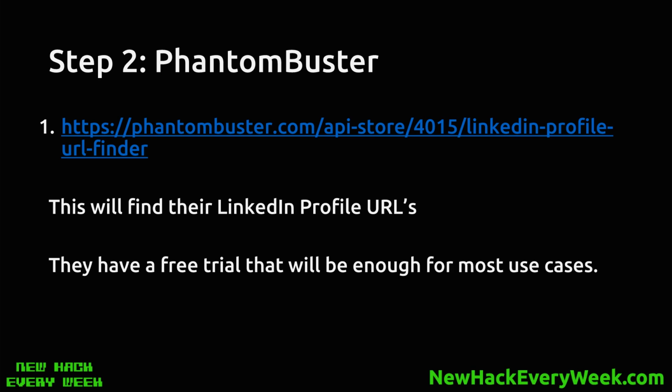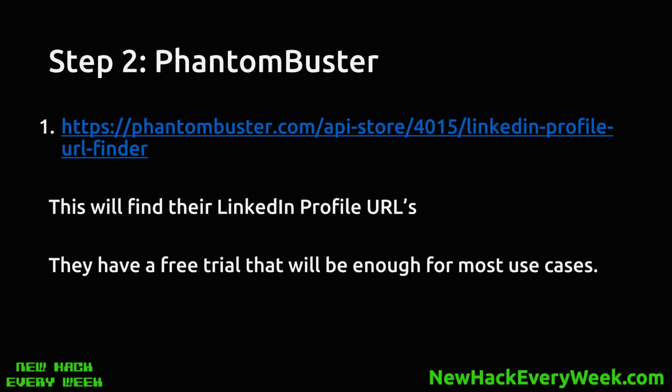So if you've got a list of people, their first name, last name, and potentially company if you want that higher match rate, then you can put all their details in via a CSV or a Google Sheet, and you can chuck that into PhantomBuster, and it will go and track down all of their LinkedIn profile URLs. We want to do that because we're going to need that in the next step.